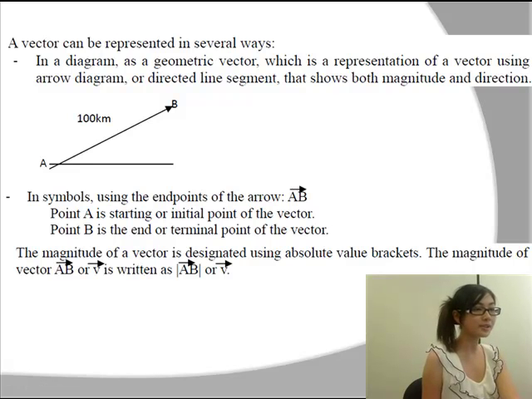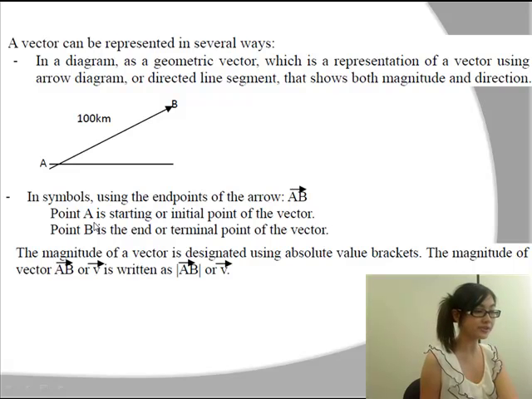A vector can be represented in several ways. In a diagram as a geometric vector, which is a representation of a vector using an arrow diagram, or a directed line segment that shows both magnitude and direction. For example, this line from A to B has a distance of 100 kilometers. In symbols, we use the endpoints and then put an arrow above these two endpoints. So that would be AB with an arrow on top.